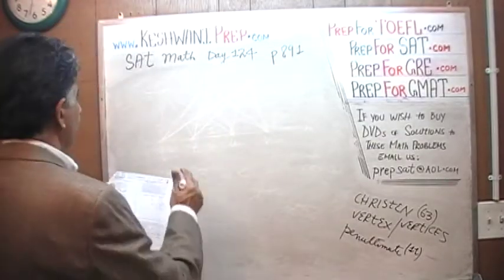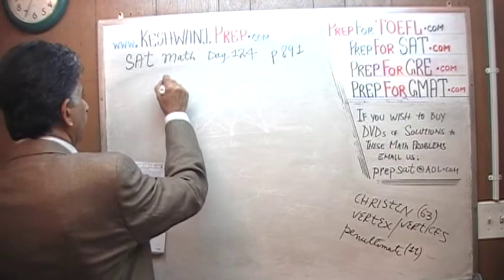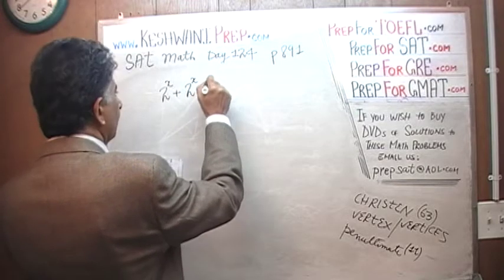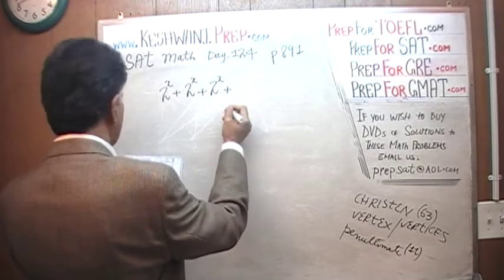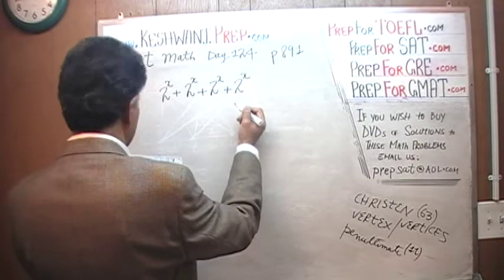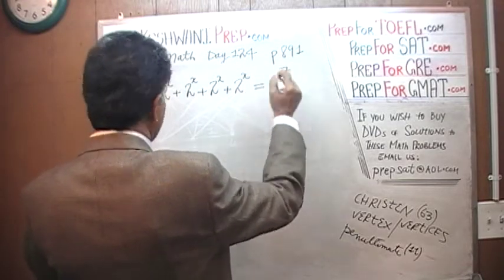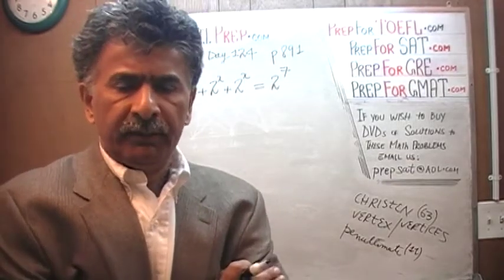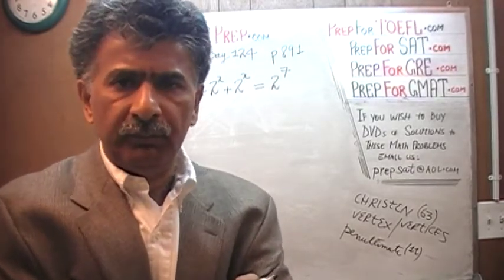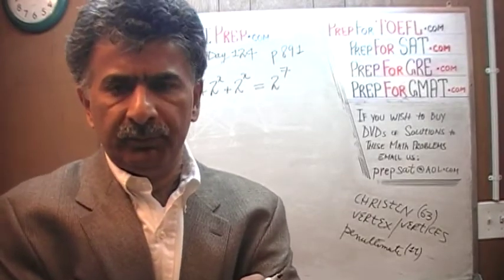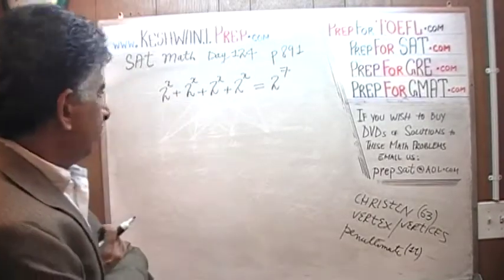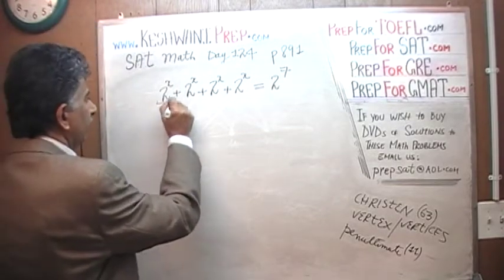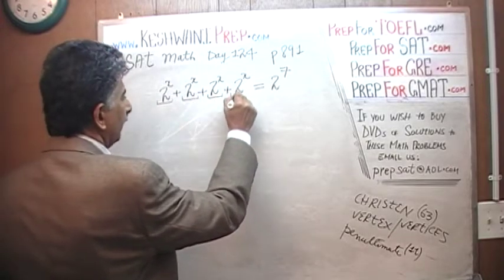We are told that 2 raised to x plus 2 raised to x plus 2 raised to x plus 2 raised to x equals 2 raised to 7. The question simply is, what's the value of x? All they are trying to see here is if you know how to manipulate your exponents. This problem deals with the concept of exponents, obviously. So how many 2 raised to x do we see here? How many of these quantities do we see here? I see 1, 2, 3, and 4.